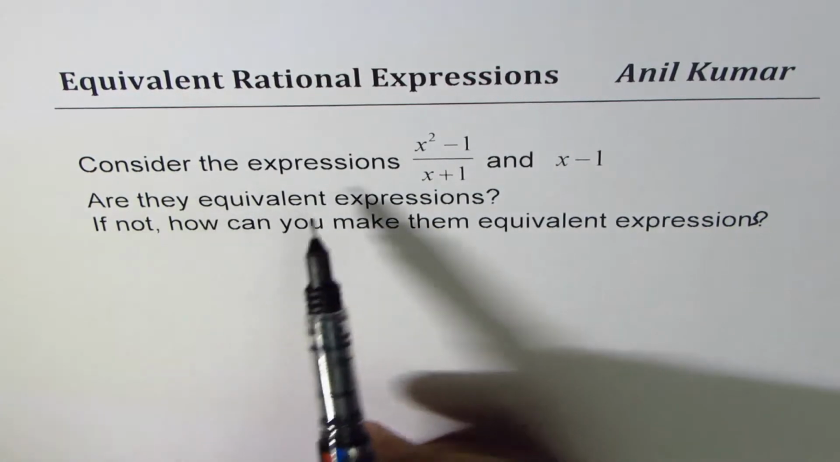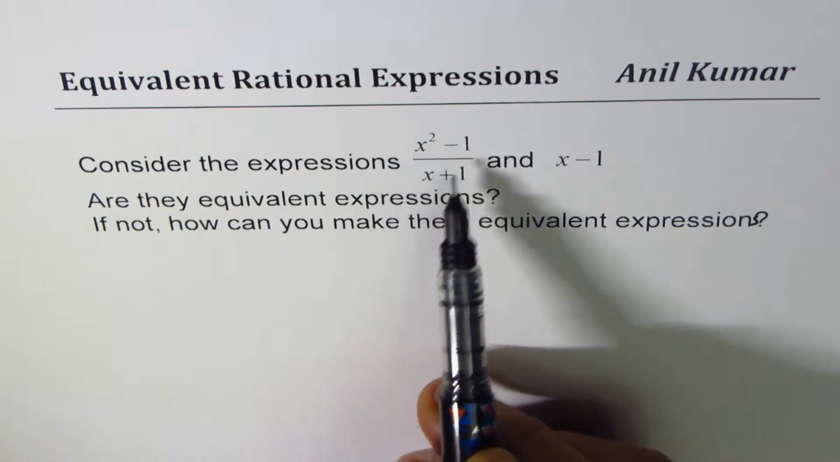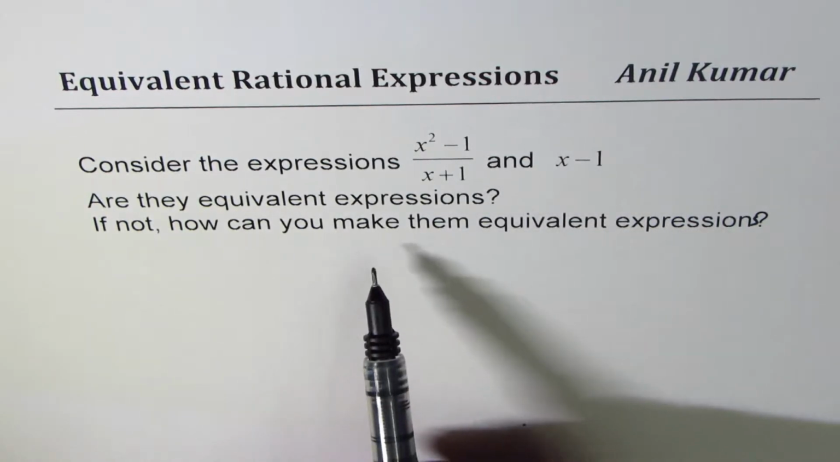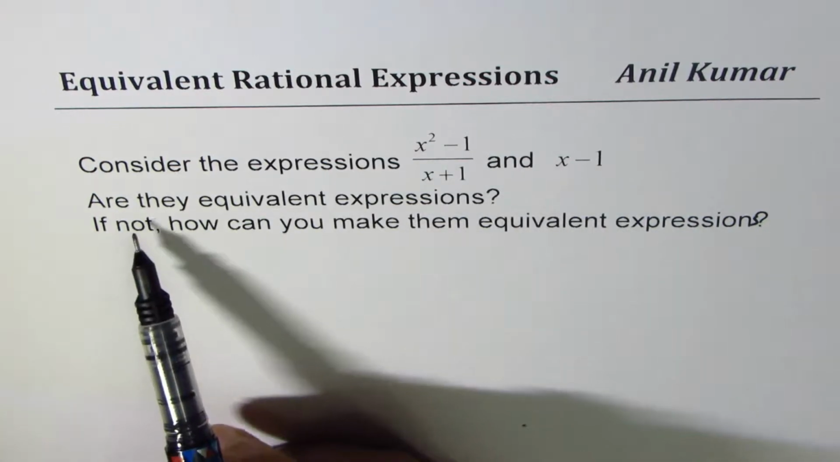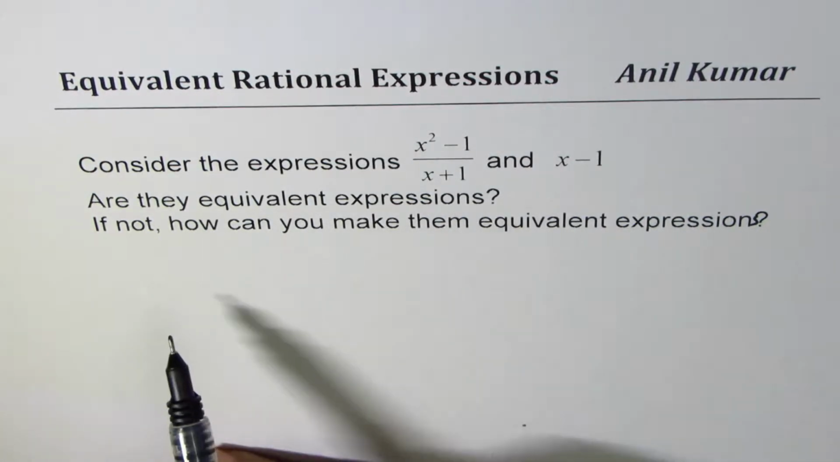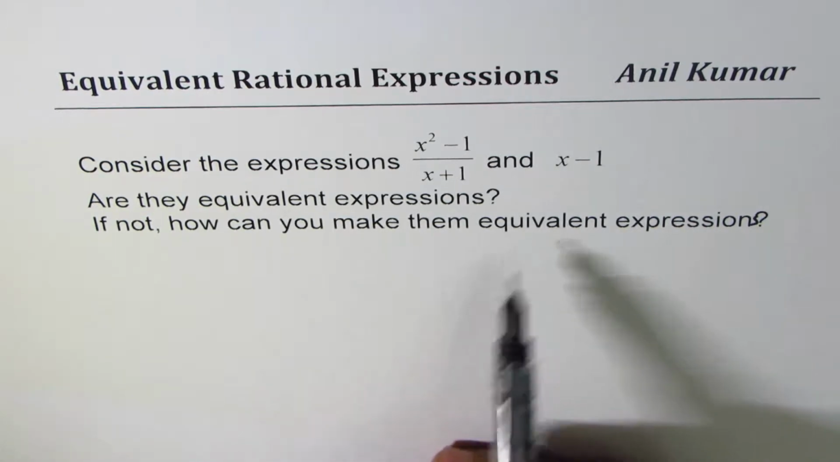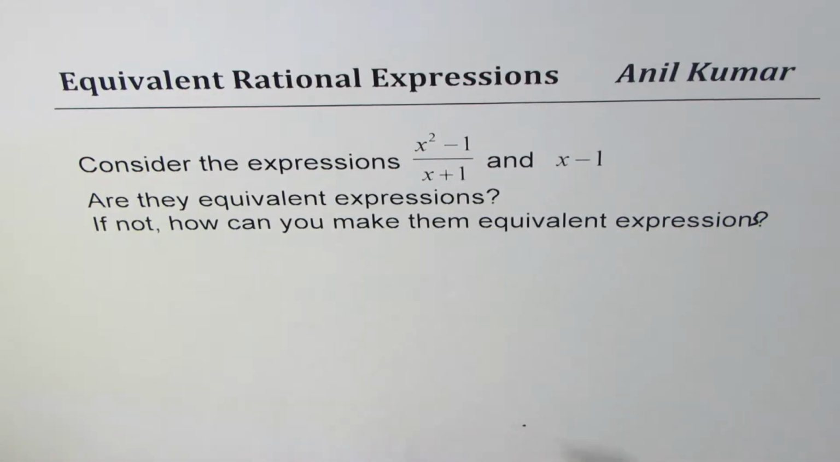Let us consider the expressions (x squared minus 1) divided by (x plus 1) and x minus 1. What do you think? Are they equivalent expressions? If not, how can you make them equivalent? That is what we are going to discuss in this video, right?